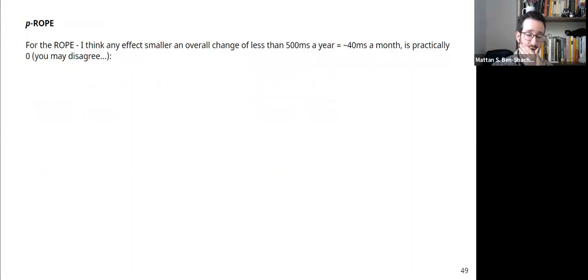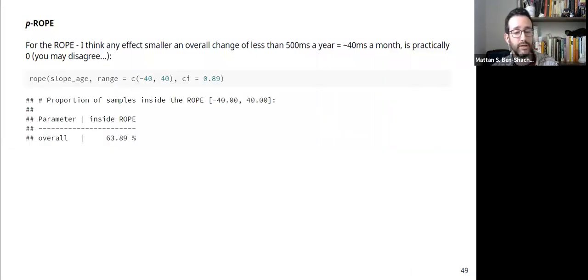So let's use the ROPE. For the ROPE, I'm going to define that any effect that's smaller than a change of half a second per year, right? That for every year that I get older, I either become faster or slower by half a second, which is about 40 milliseconds a month, is practically equivalent to 0. You may disagree with me. Maybe you define what effects interest you in a different way, but that is how I'm defining my ROPE here.